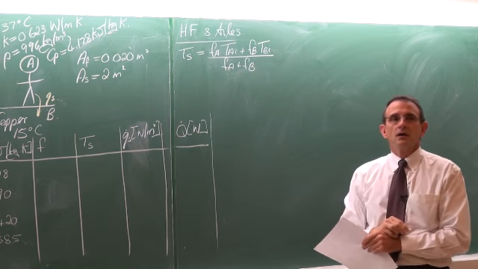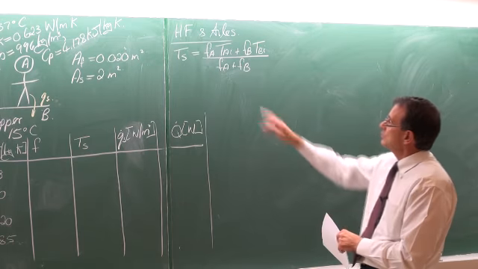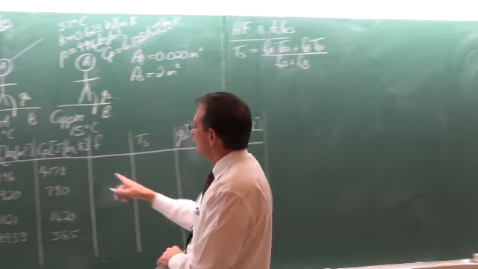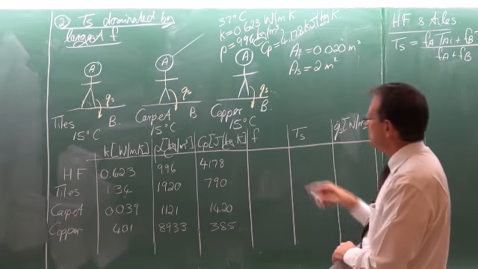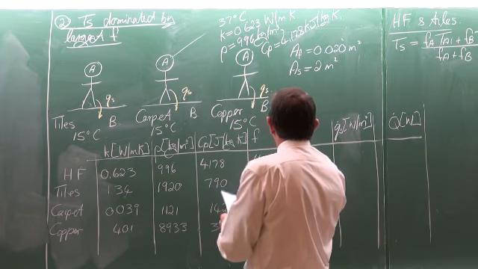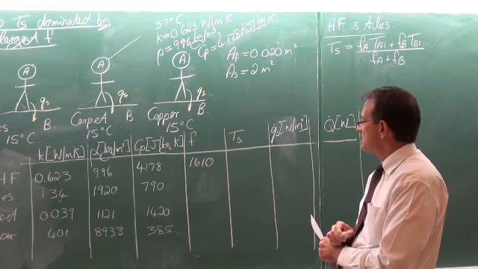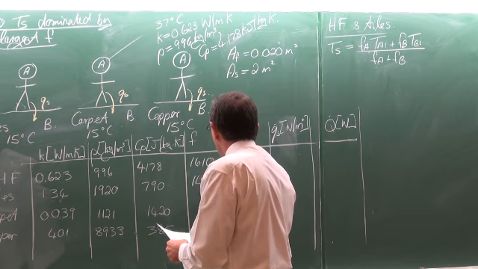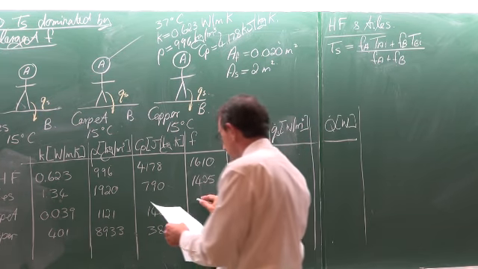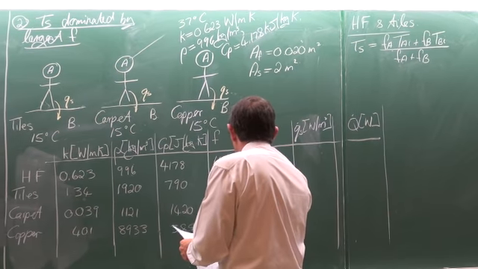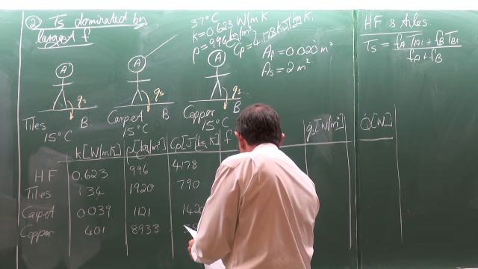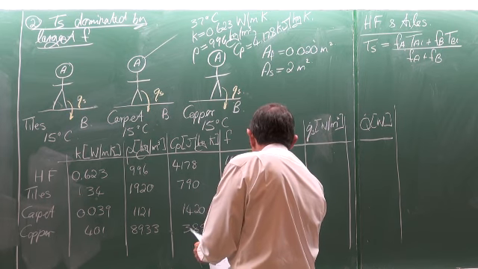Okay. So we see that to do the calculation we need the property F. F is equal to the square root of the combination of K, rho, and Cp. So if we go and calculate F for the human flesh, it would be 1610. For the tiles, it would be 1425. For the carpet, it would be 249. And for the copper, it would be 37,136.